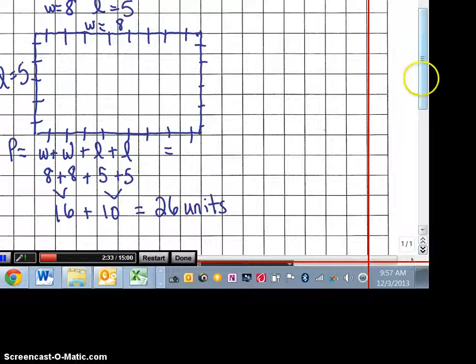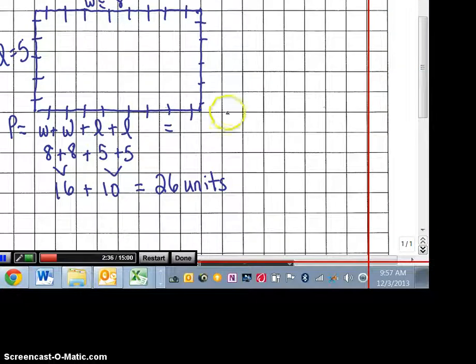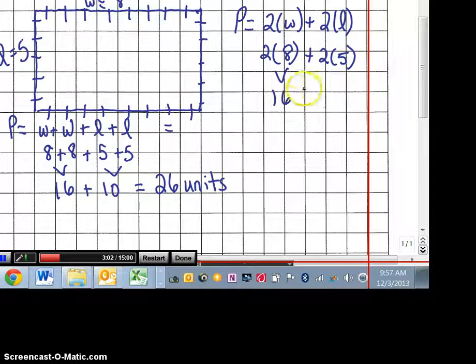Of course, 26 units. There are other ways to do the formula for perimeter as well. Another perimeter formula is twice the width plus twice the length, or 2 times, and again my width is 8, plus 2 times my length of 5. That would give me 16 plus 10. Notice how my addends are the same, which equals 26 units.